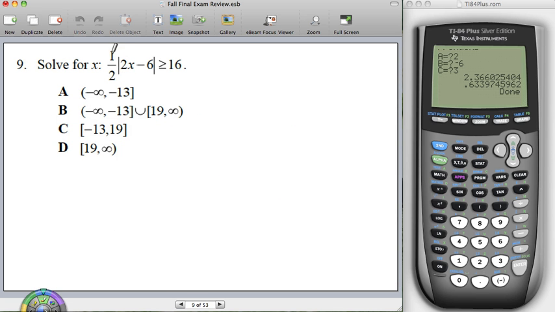For number 9, I'm going to go ahead and isolate the absolute value first. So I'm going to multiply both sides by 2, and I have absolute value of 2x minus 6 is greater than or equal to 32. Now, when you're dealing with absolute value inequalities, you do need to remember the acronym Igorland. So if I have a greater than, that means I'm going to have an or inequality. If I have a less than, that means I'm going to have an and inequality.